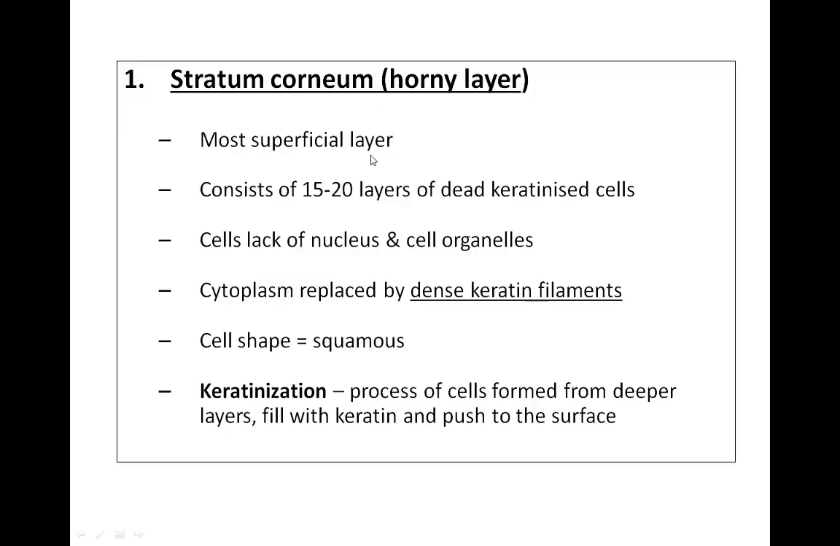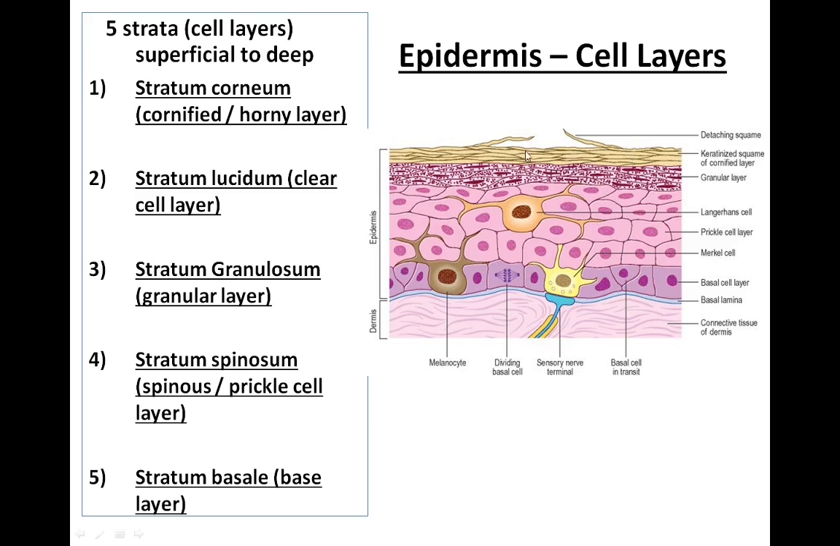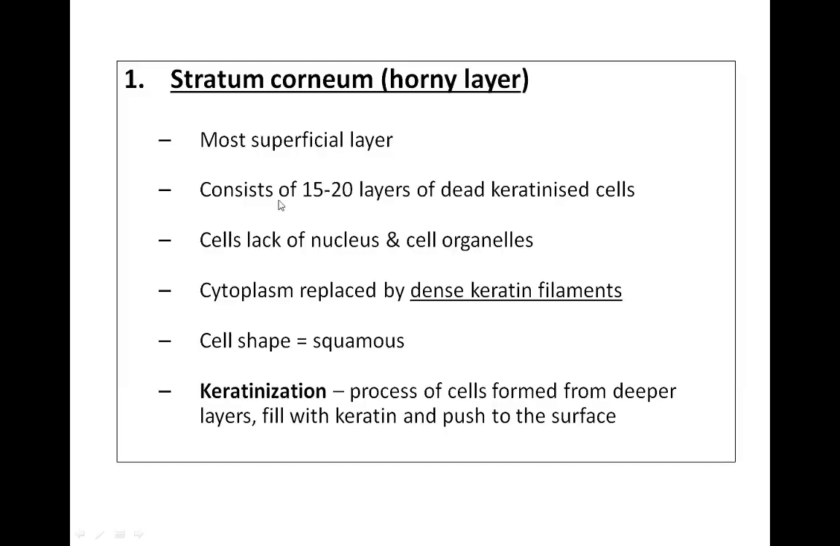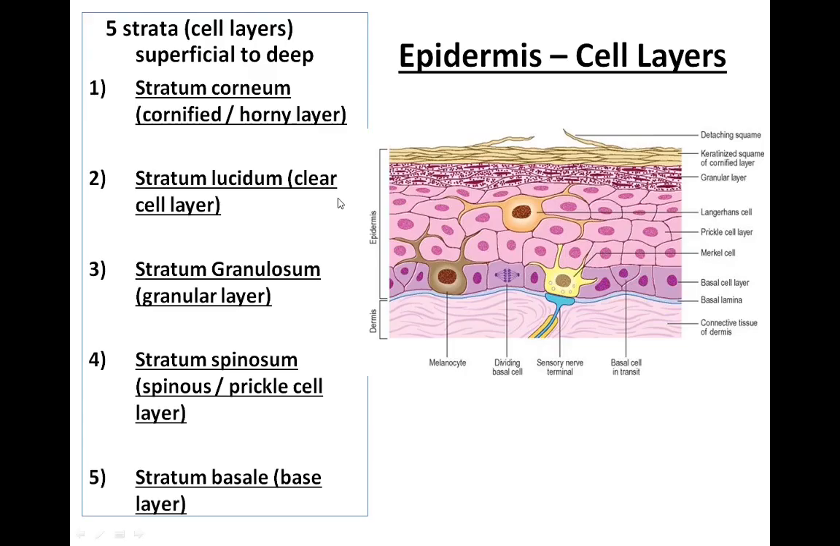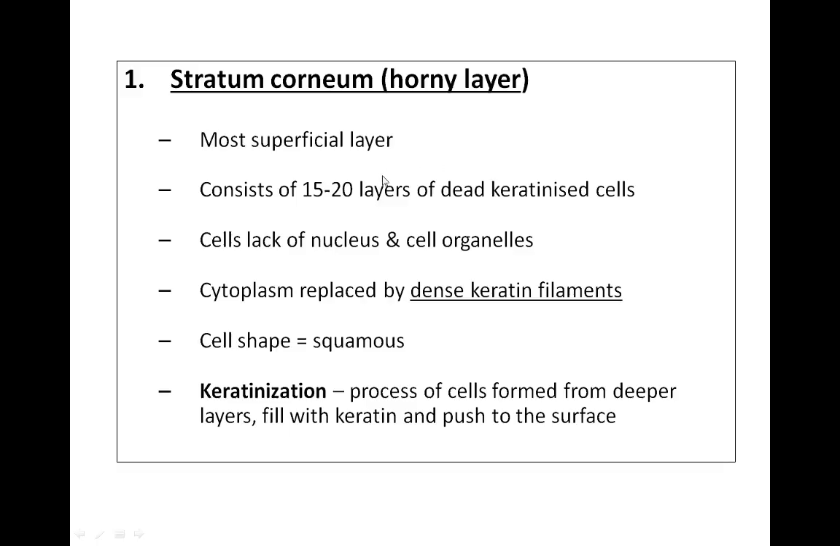So it is the most superficial layer, considered 15 to 20 layers of dead keratinized cells. Okay. So this is our stratum corneum, where these are dead cells. These are acellular structures. It consists of 15 to 20 layers, these are layers, of dead keratinized cells.